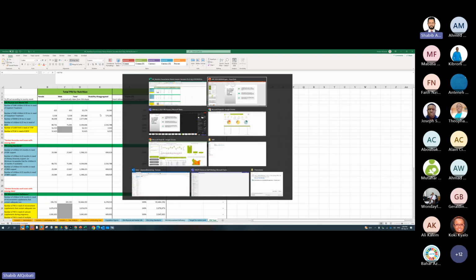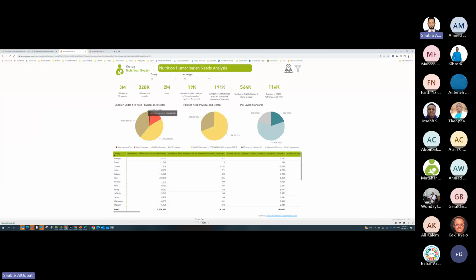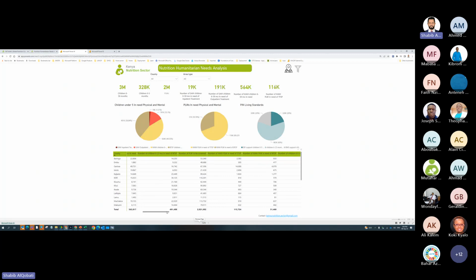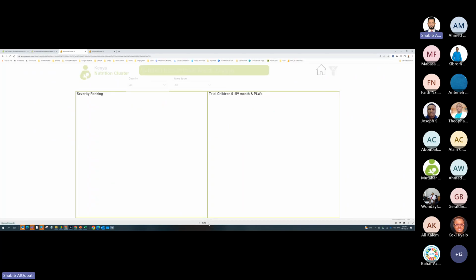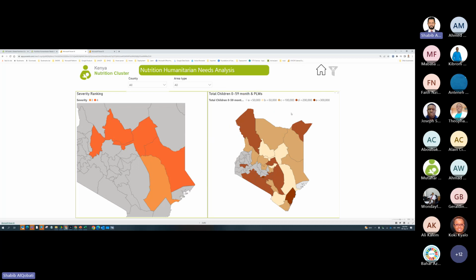I will give you just an example. For example, this is what the dashboard will look like. You can find the dashboard reflecting these tools. So you can find, for example, here the admin level, and you can see what the PiN is, also the target. Also here, for example, you can find these maps. You can see the severity ranking, or you can find the density of people in need.